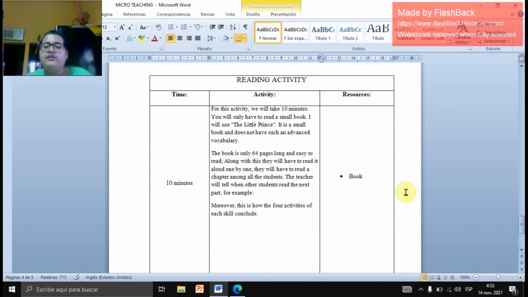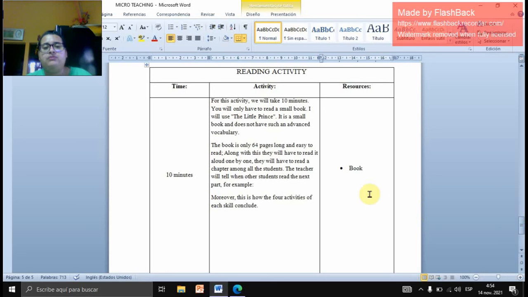The time for this activity is just 10 minutes. The resources are a book. I'm going to show you the book, which is just 64 pages long and easy to read. For this activity, we will take 10 minutes and you will only have to read a small book. I will use The Little Prince, which is El Principito in Spanish. It is a small book and doesn't have such advanced vocabulary.